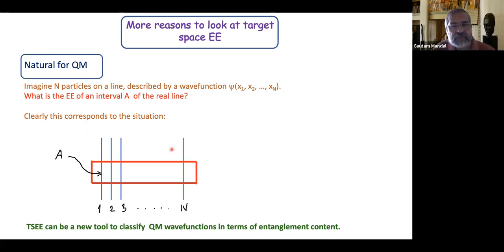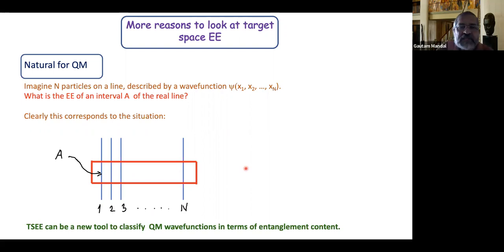You can leave out some of the particles, or you can keep all the particles, and you can ask: what is the entanglement entropy of an interval A of the real line? Let us say this is an interval A of the real line. In a quantum mechanical system, what is the entanglement entropy of an interval A with respect to its complement? When I do this, I have to consider each particle with some amplitude to be in A and to be in A complement, and for particle 2 also some amplitude, etc.